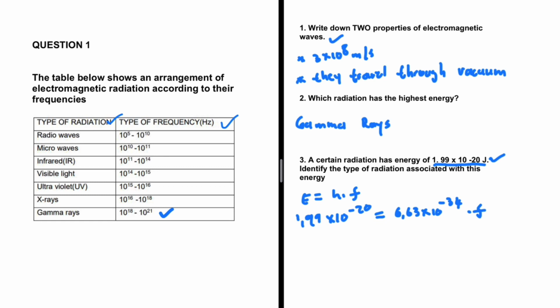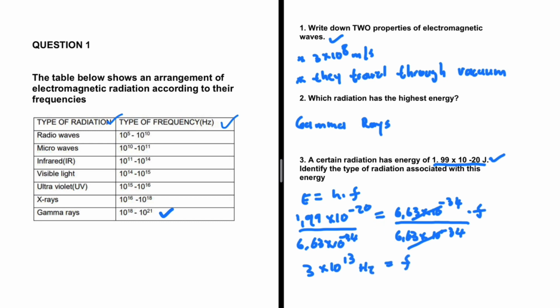So we're going to divide both sides by 6.63 times 10 to the minus 34. Let's just go ahead and do that real quick. On the right hand side, it's easy to see that this will cancel out, and we're going to have the frequency equal to 1.99 times 10 to the minus 20 divided by 6.63 times 10 to the minus 34. That is 3 times 10 to the power 13 hertz, which is our frequency.